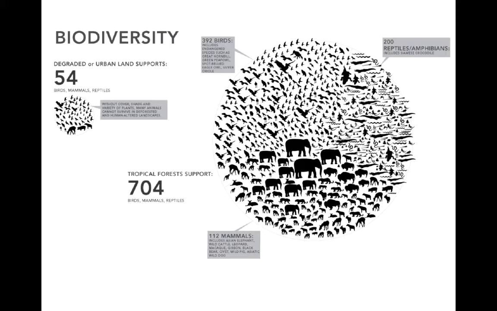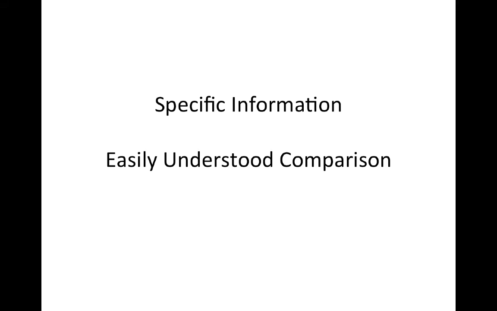It uses what is typically a pie graph, and instead of the basic fill colors, it uses vector graphics of various animals, talking about biodiversity. With these infographics, the idea is that you want to use very specific information or data, and you want to present it in an easily understood comparison.